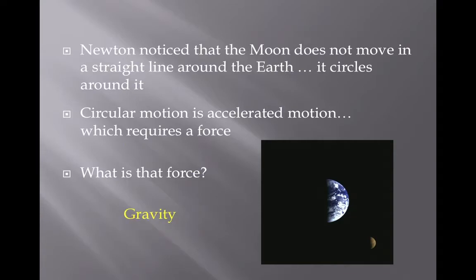So the only thing is, what's the force? Gravity is the force that makes everything orbit around something else. In order to accelerate, you have to have a force. So when you go in a circle, you accelerate because you change direction. So Newton noticed that the moon moves around the Earth in a circle, all because of gravity.